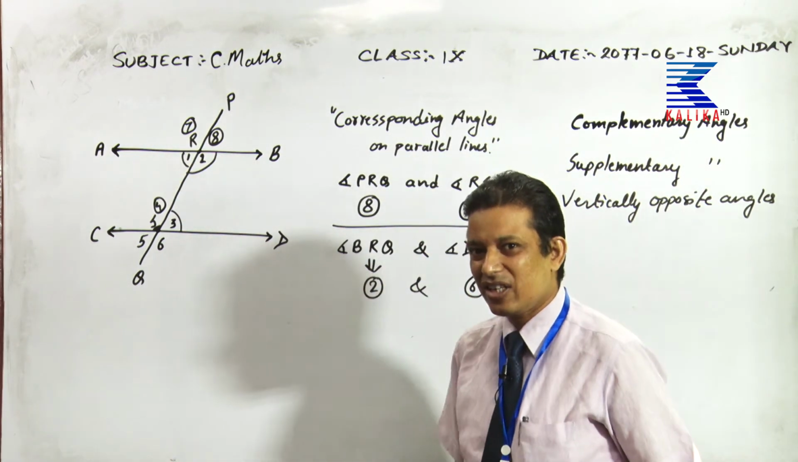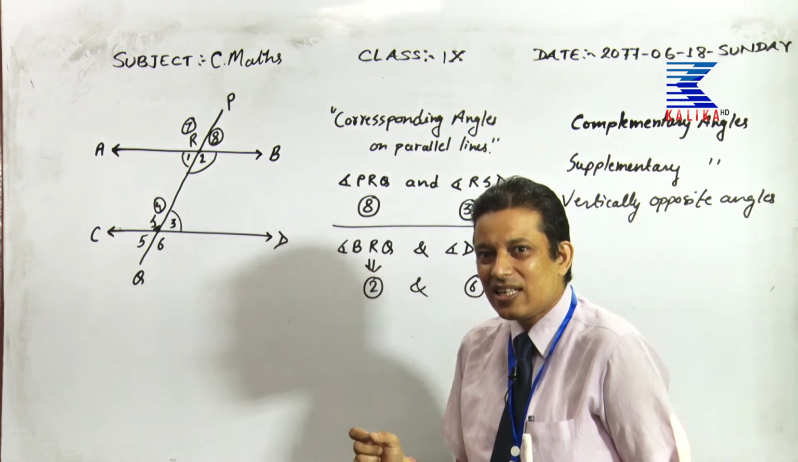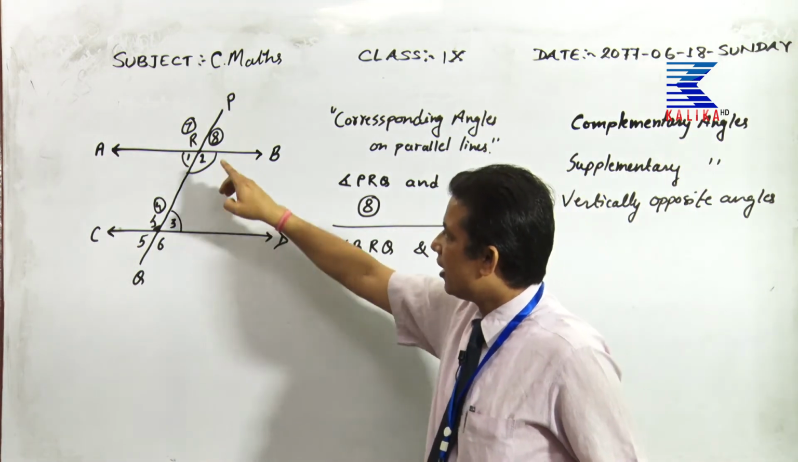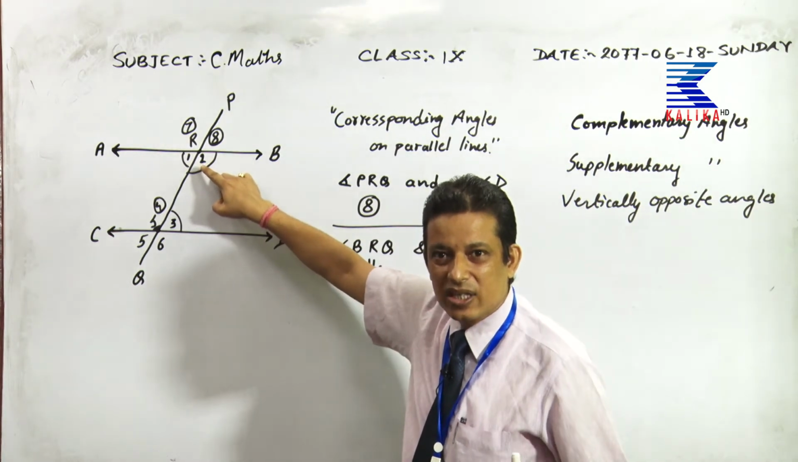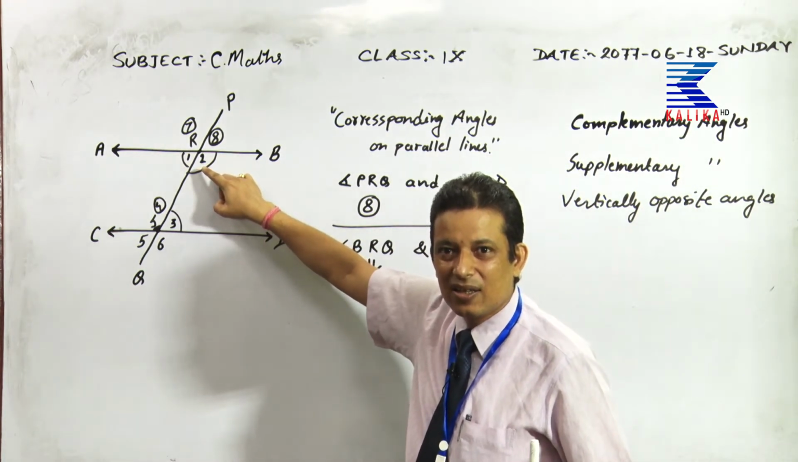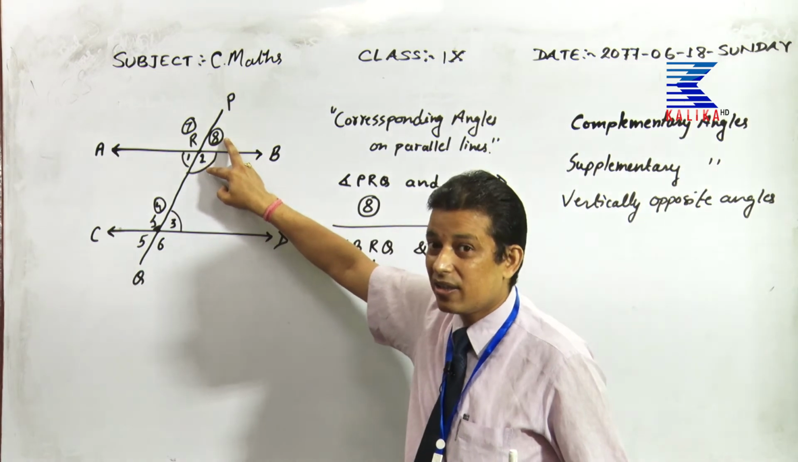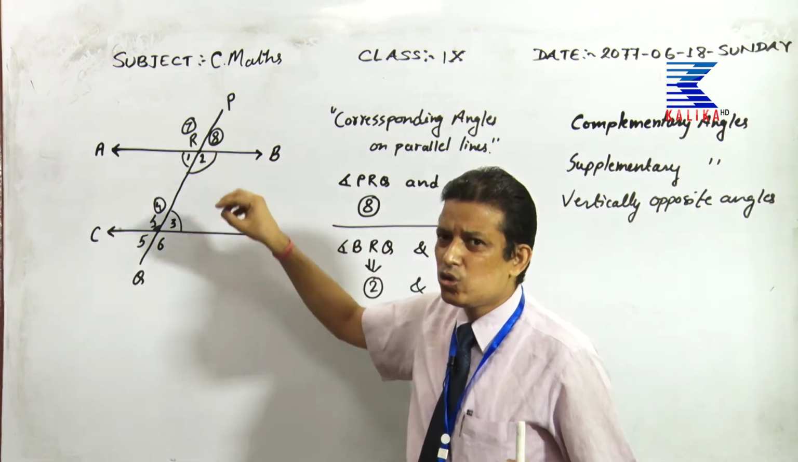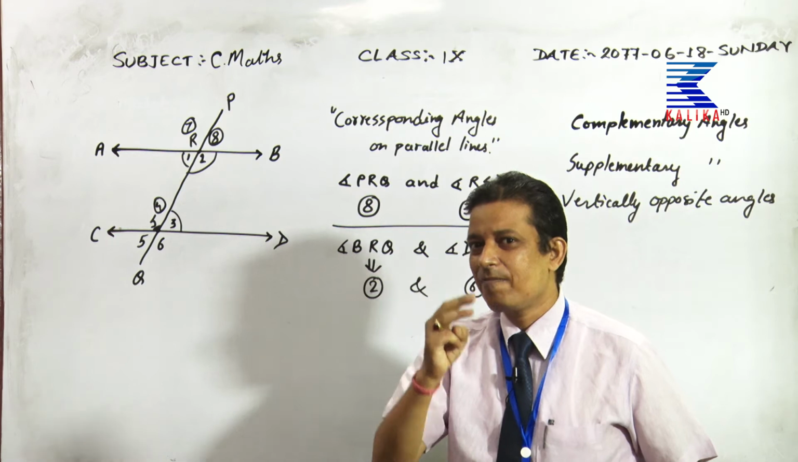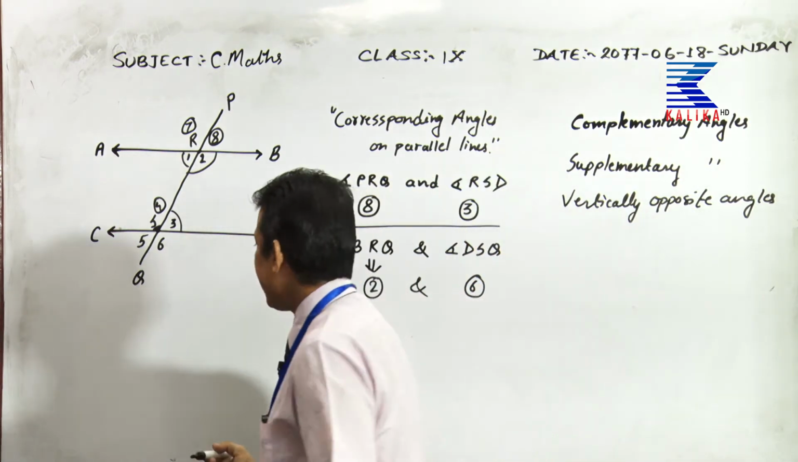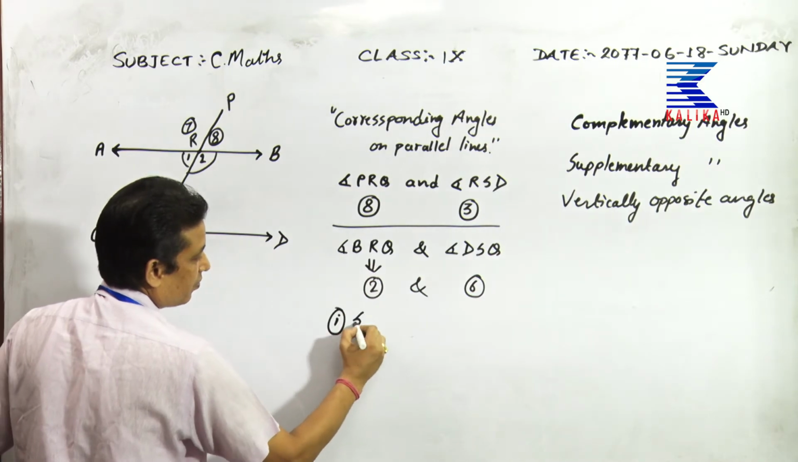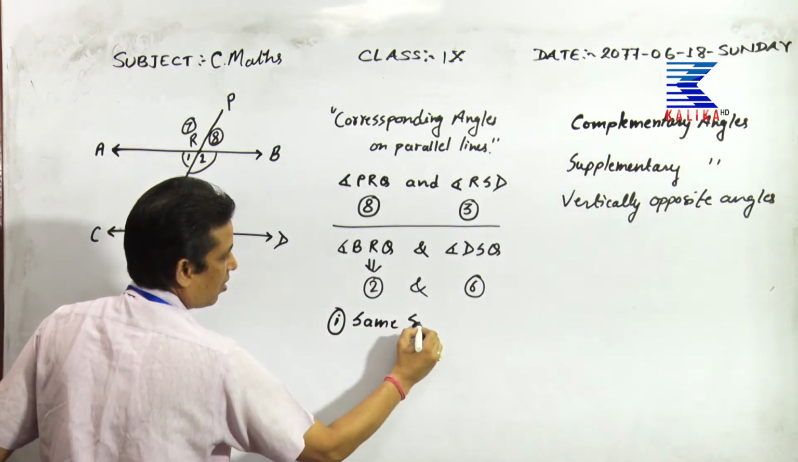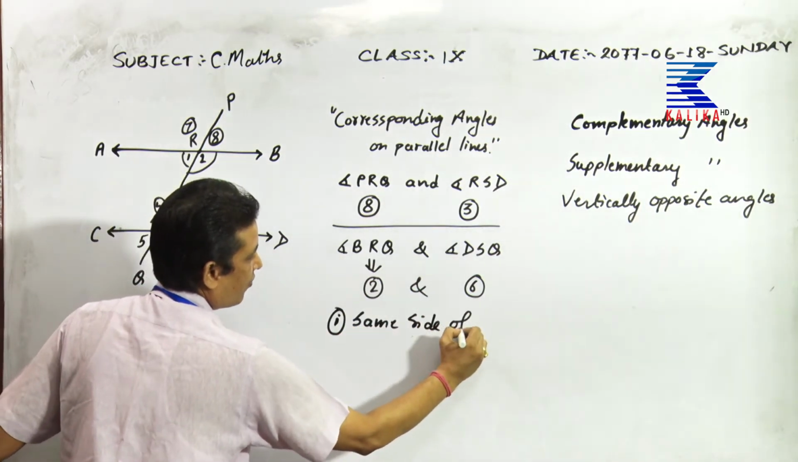One more thing, dear student, this definition is not enough. Like 8 and 2, 2 is also interior, and it is also on the same side, but these two are not corresponding angles. To be corresponding angles, three facts you should remember. Look, number one, same side of the transversal.